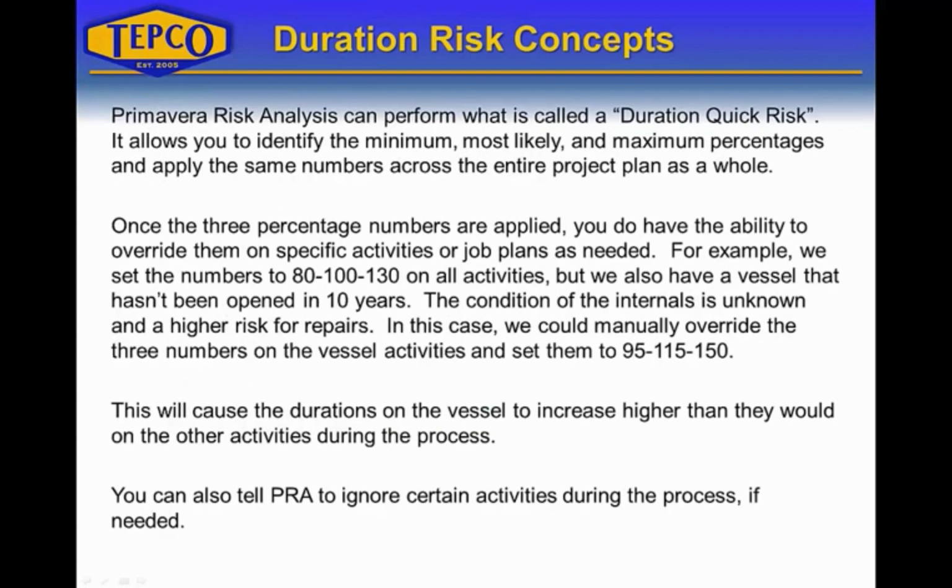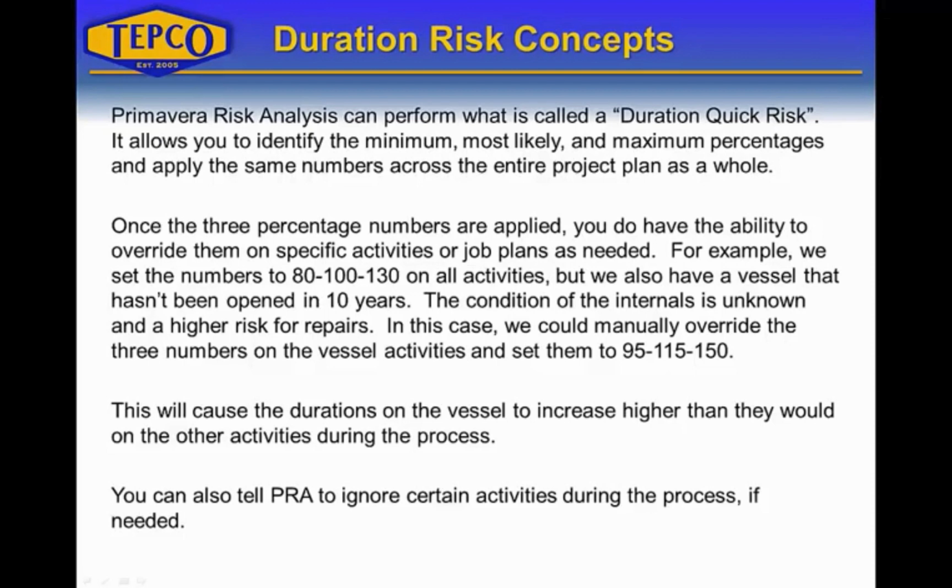For this session, we're going to focus on what's called a duration quick risk. It allows us to identify the minimum, most likely, and maximum percentages, and we can apply those percentages across the entire project plan. So we don't have to go down one by one and enter these minimum, most likely, and maximum durations for each activity. We can apply the percentages as a whole, and Primavera risk analysis will calculate the minimum, most likely, and maximum durations for us for each activity. Once they're applied, we can override them.